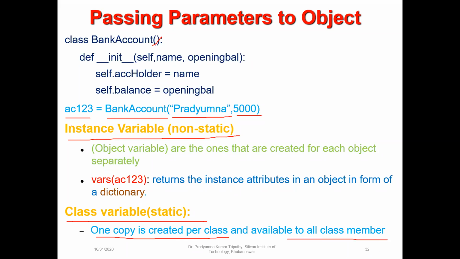If I want to see what the instance or non-static variables are, I can use this command: vars(object name). vars with the object name in the brackets returns the instance attributes in an object in the form of a dictionary. So if I give vars and an object name, that will return what the instance variables or data attributes present in that object are.